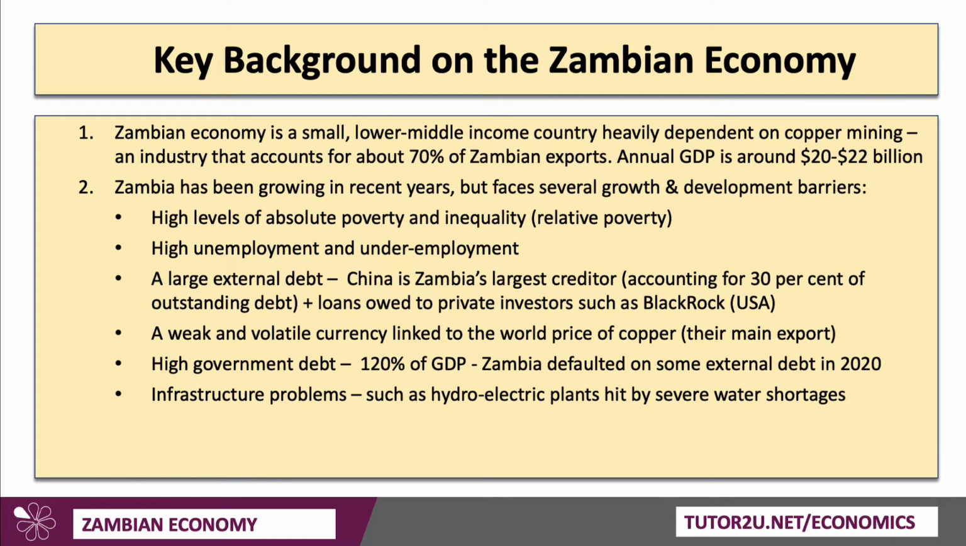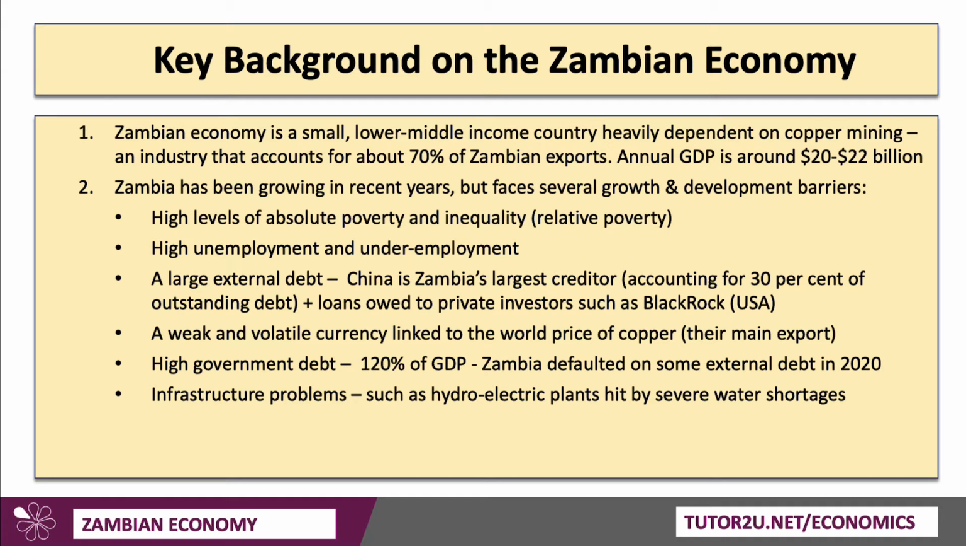Some of these are mentioned here. First of all, very high level of absolute poverty and inequality. More than 60% of their people earn less than the new poverty line of $2.15 a day, PPP. About 40% of people in sub-Saharan Africa live below $2.15 a day. So in Zambia, it's 60%. And there's a very substantial urban-rural issue. Three-quarters of the poor live in rural areas.